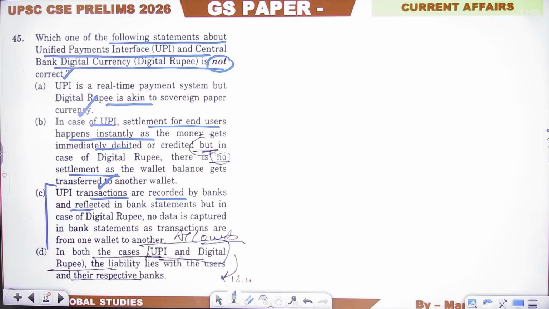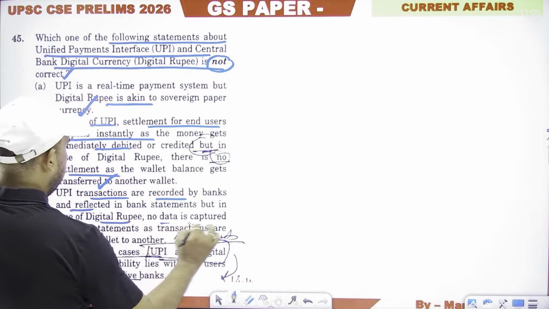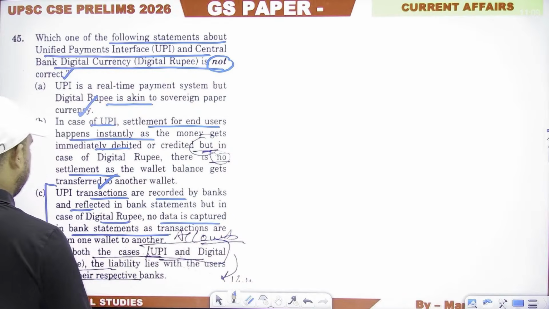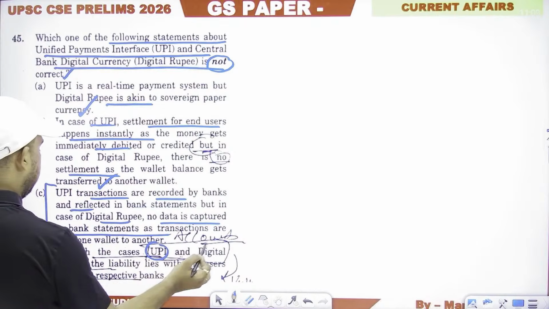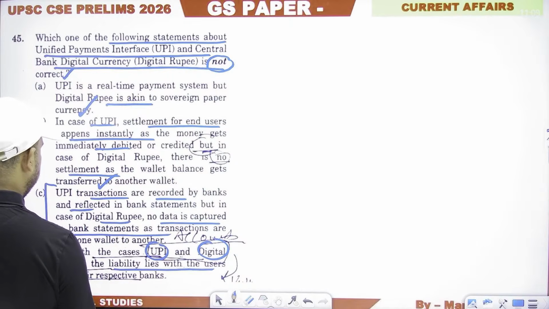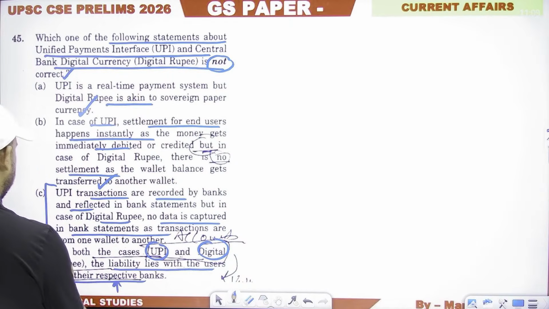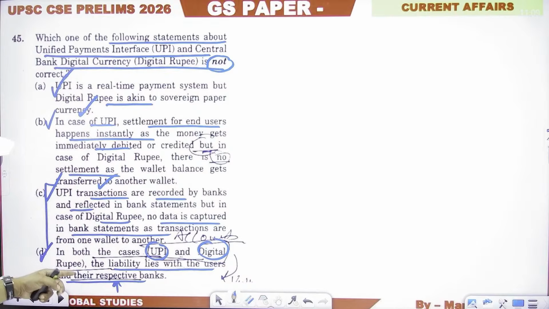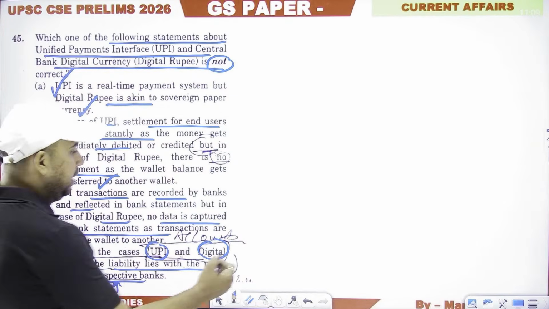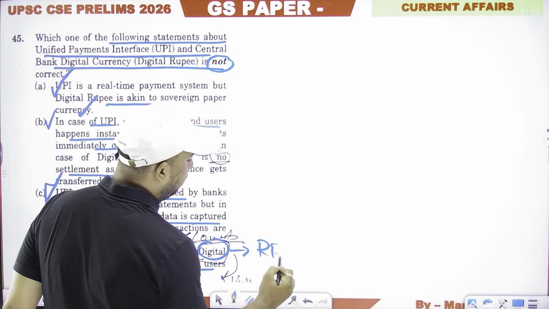In the third statement, it is saying that UPI transactions are recorded by banks and reflected in bank statement, but in case of digital rupee, no data is captured in bank statement as transactions go from one wallet to another. In both the cases, UPI and digital rupee, the liability lies with the users and their respective banks. So these three statements are absolutely correct, but in the fourth statement they are saying that in both the cases UPI and digital rupee, the liability lies with the users and their respective banks. No, in the digital rupee segment it is associated with the RBI.